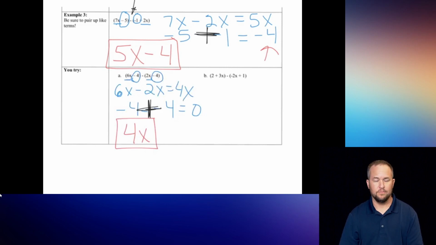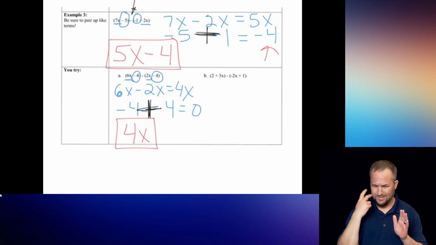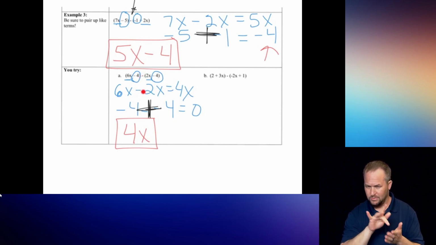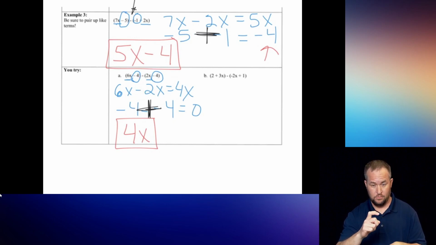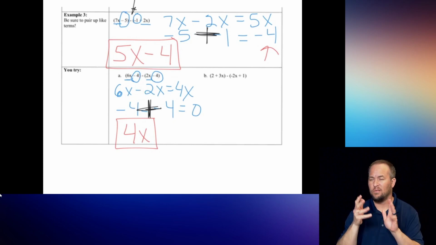Alright, here's the first one. I had 6 x's in the first set of parentheses, and then I'm subtracting because I see this minus sign right here in the center of the problem, which lets me know that this is a subtraction problem. Then the 2x in the second set of parentheses. So altogether I have 4 x's.